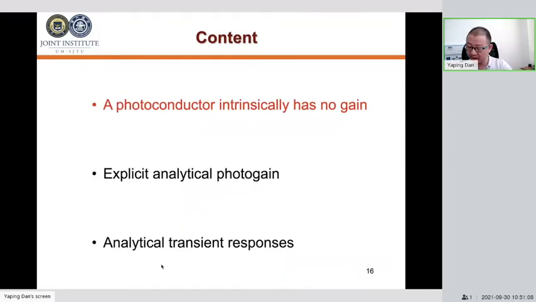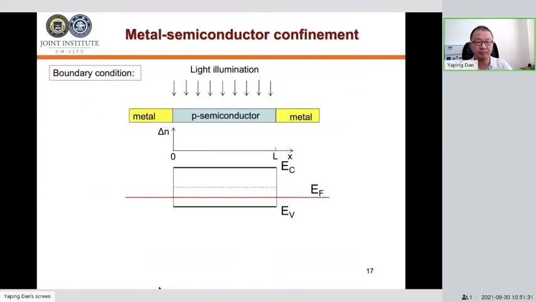In this talk, I'm going to divide my talk into three parts. The first part is that a photoconductor intrinsically has no gain. The second, we will derive the explicit analytical photogain, and the last, we're going to derive the analytical transient photoresponses. So first, we come to the first part.